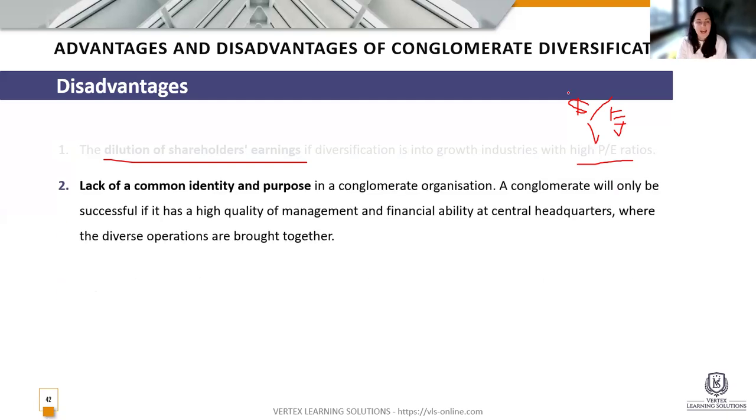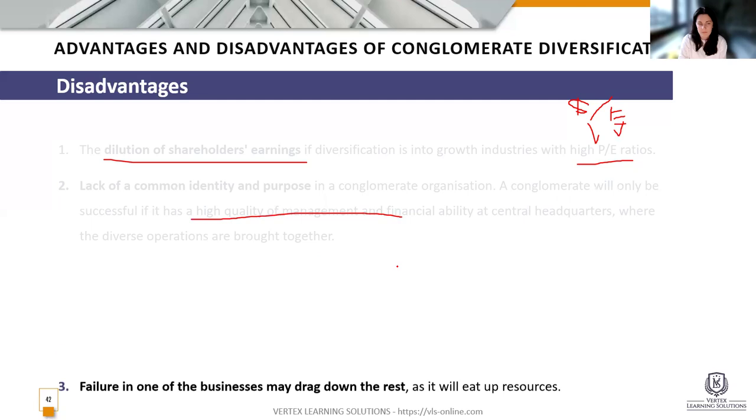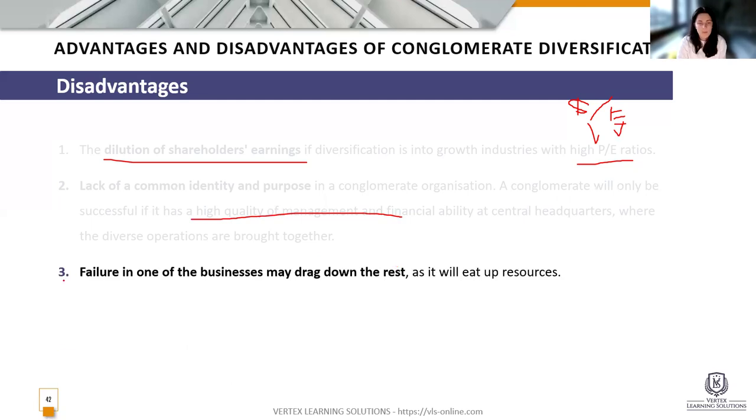It would be a lack of common identity and purpose in a conglomerate organization. So conglomerate will only be successful if it has a high quality of management and financial ability at central headquarters, and also when organization's shared values and beliefs are properly supported by HR. Failing one business may drag down the rest.